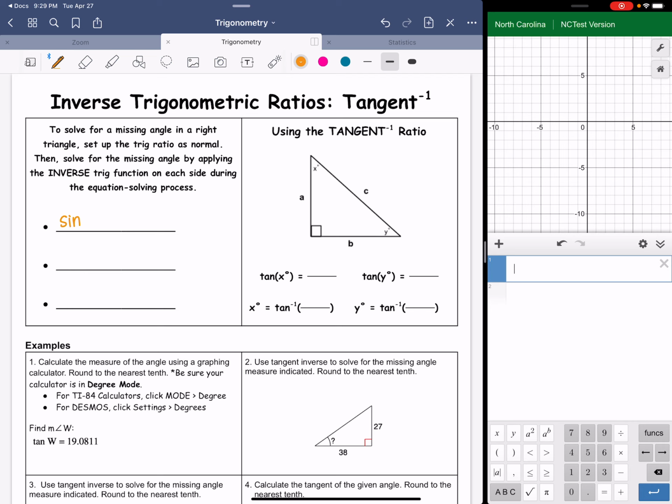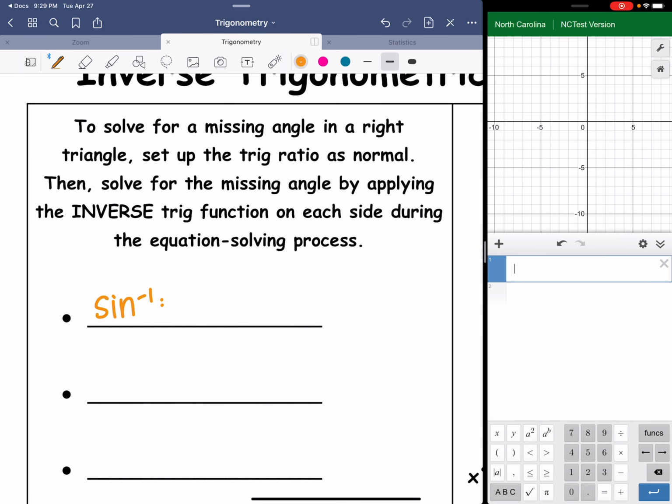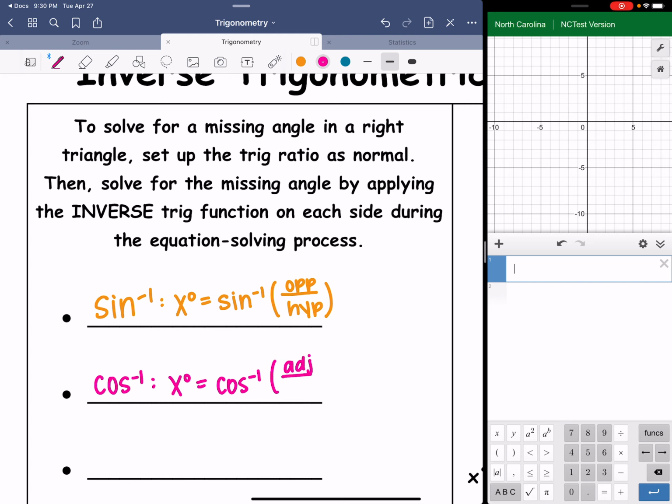There's sine inverse, which is used to find the angle x, which is equal to the sine inverse of opposite over hypotenuse. Cosine inverse is used to find the missing angle x, which is equal to the cosine inverse of the adjacent over the hypotenuse.